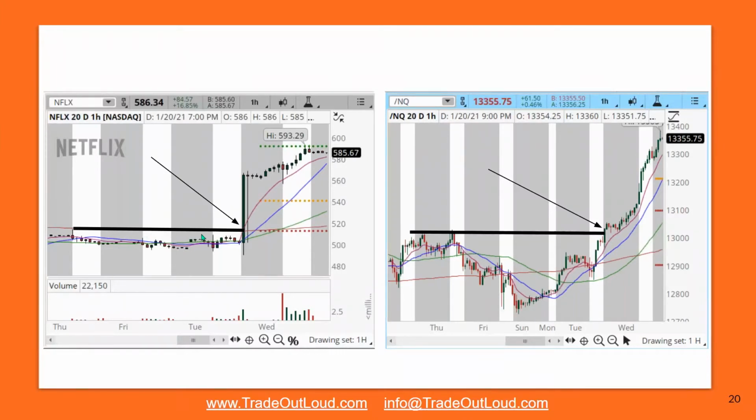You can see that Netflix has been ranging here, and there are stocks that tend to range into earnings season, and some of them like to run into earnings season, and some of them like to pull back into earnings season. But definitely Netflix is one of the stocks that decided to range into earnings season.